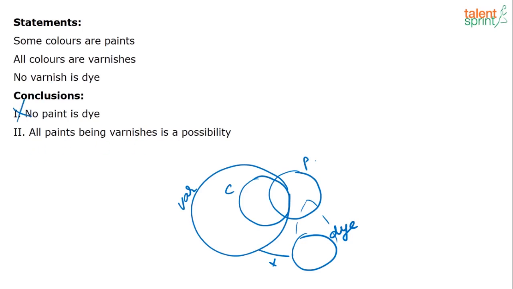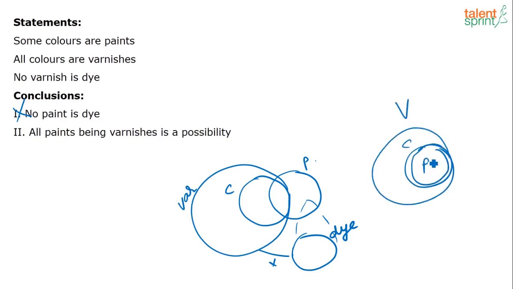All paints being varnishes is a possibility. What is given? Some colors are paint. All colors are varnishes. No varnish is dye. So all paints being varnishes, yes, that is definitely a possibility, right? You can also draw this diagram like this. This is C, this is P, and this is varnish. So all paints being varnish is a possibility. The only thing we should check is that dye and varnish are disjoint sets. That's all. So this is a possibility which is true. So here only conclusion 2 follows. Okay.